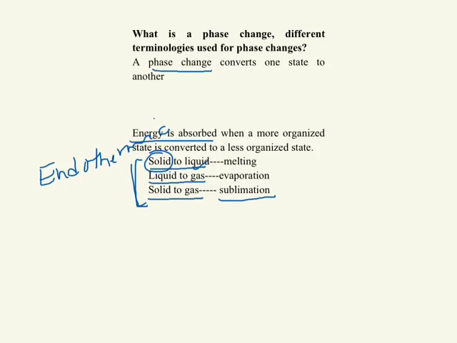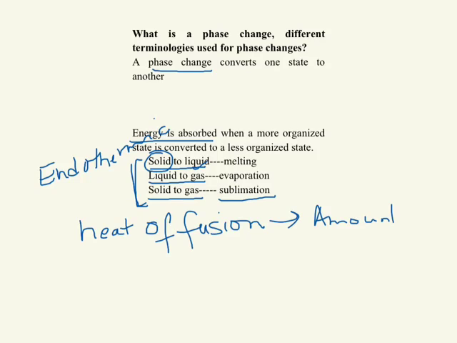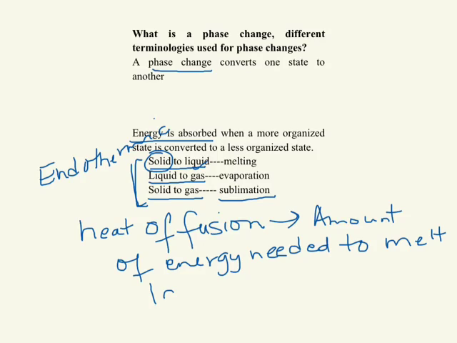Now, you need to learn one more term, which is called heat of fusion. And what is heat of fusion? The amount of energy needed to melt 1 gram of a substance is called heat of fusion. So if you take 1 gram of the substance, the energy required to melt that 1 gram is the heat of fusion.